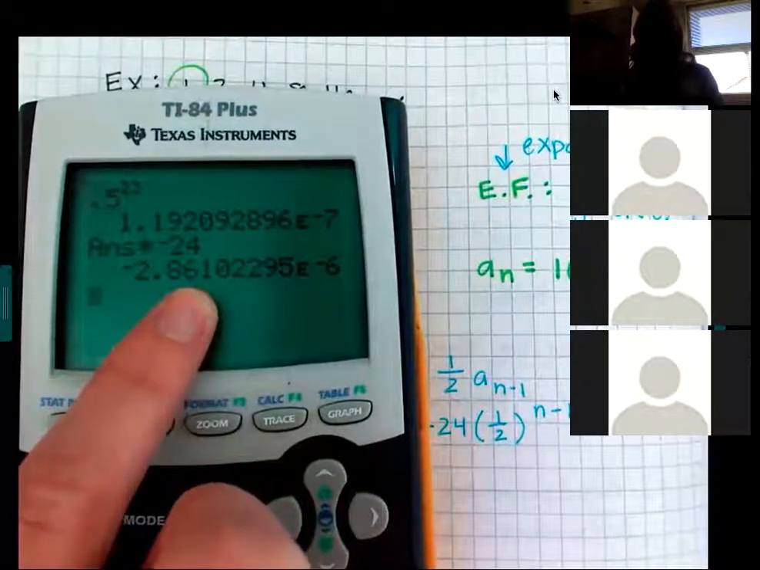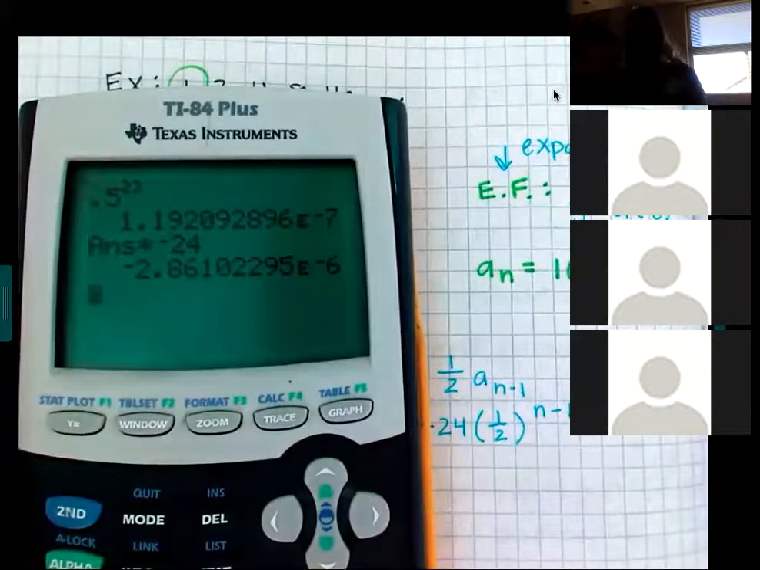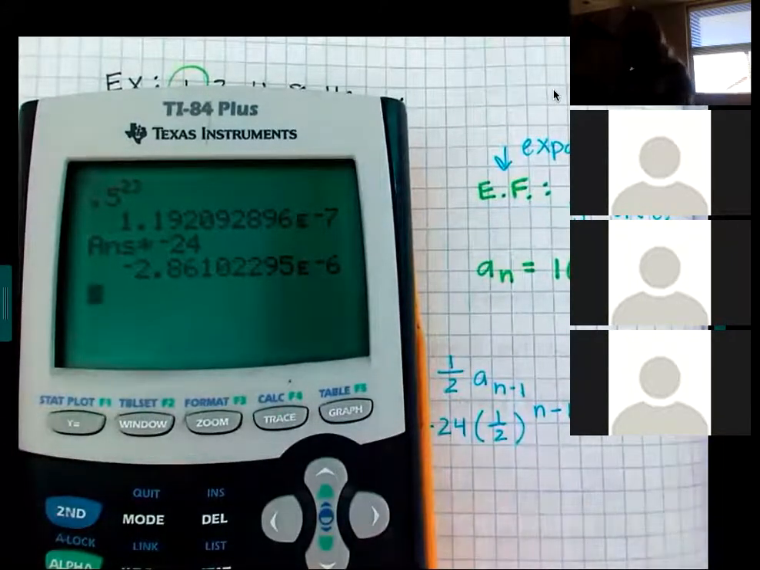Oh, brain blast. Can I borrow some of these pens? Actually, I don't even care. I'll mess up the calculator. Everybody look. Let me write it down.